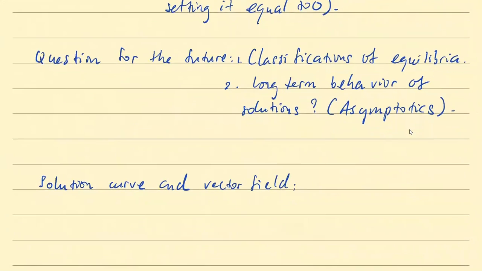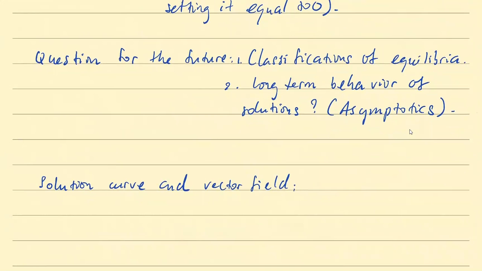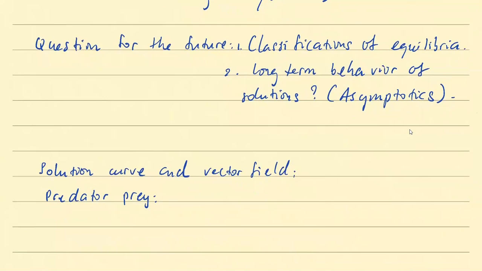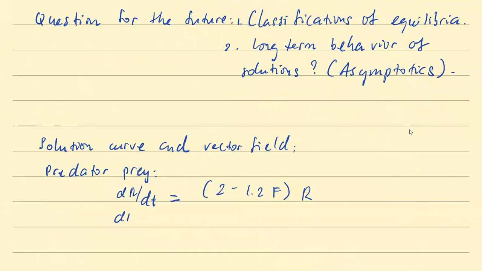I talked about it last time, for example, the predator-prey system, where you have, let's say, dR/dt is 2 minus 1.2 F times R, and dF/dt is equal to minus 1 plus 0.9 R times F. This is from sections 2.1, 2.2.